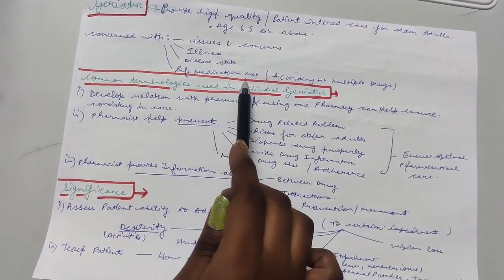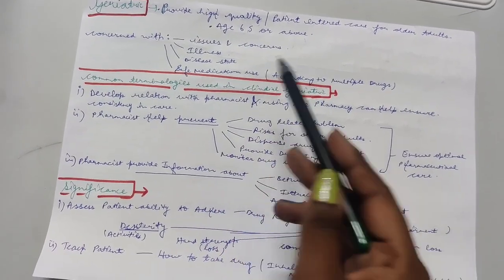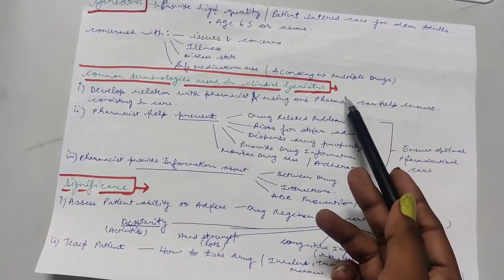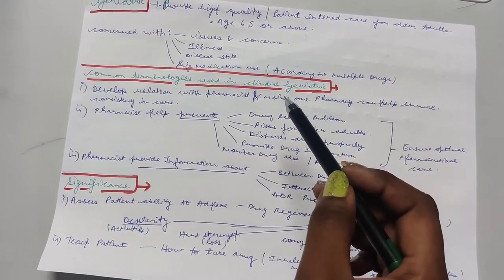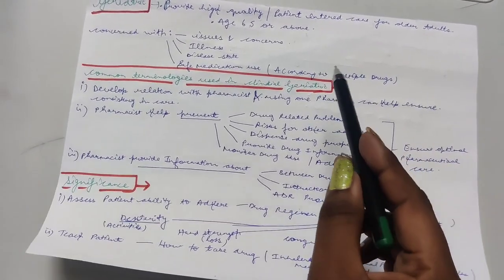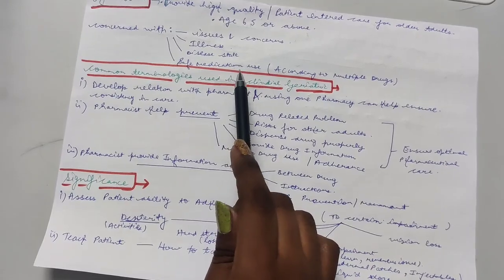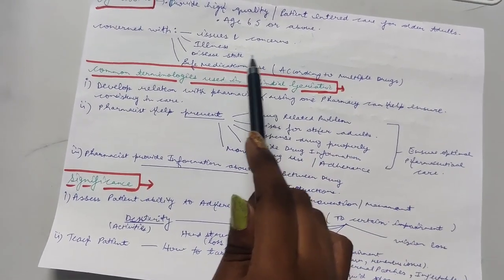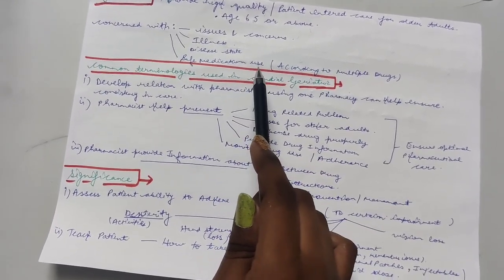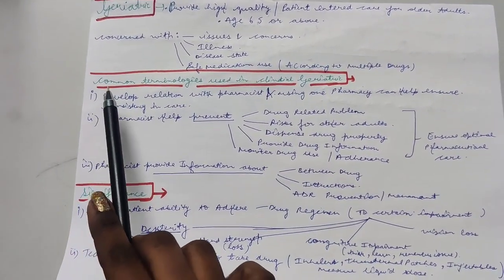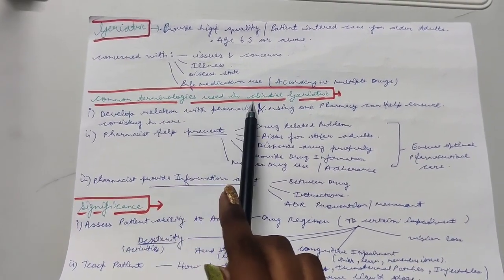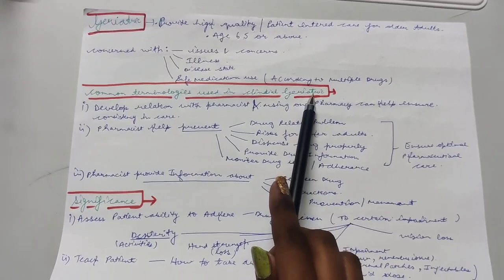Safe medication use: as multiple medicines are going on with the treatment of the patient, the drug should not be used in duplication. It should be minimized. So the previous history of the patient is very necessary to collect in the case of geriatrics, as multiple drugs are going on. Common terminologies used in clinical geriatrics.